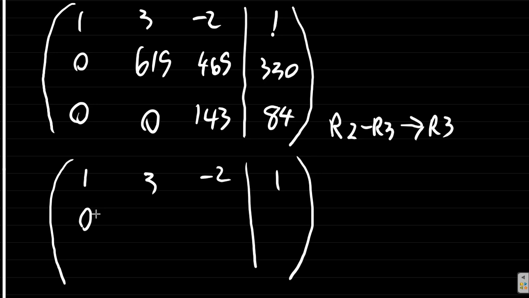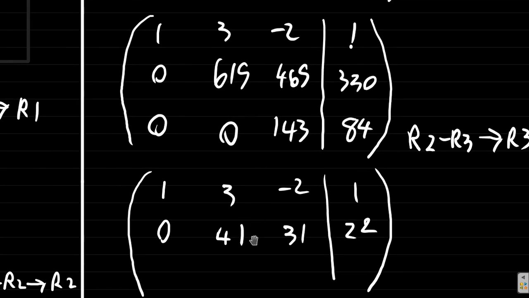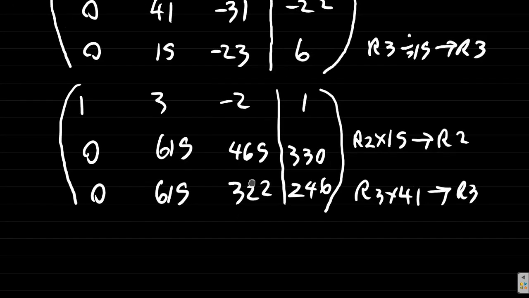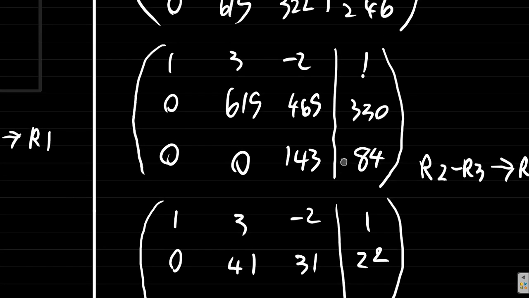615 over 15 gives us 41. 465 over 15. In fact, we had multiplied by 15 before to get these numbers, so we should be able to divide by 15 to get back smaller numbers, right? So what we had before, 41, 31, 22. Let me see, just look back. Yeah, 41, 31, 22. Oh, these are negative.